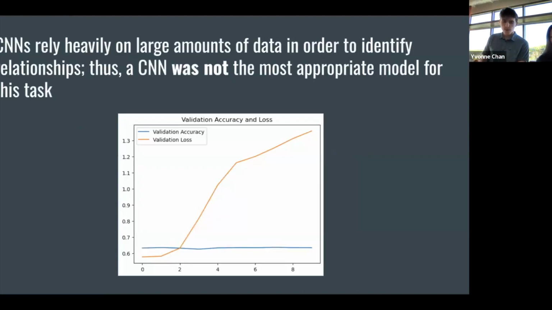Convolutional neural networks typically rely on large amounts of data in order to make associations. So a CNN was not the most appropriate choice of model for this task. As you can see in the plot, the validation accuracy, that's just the accuracy for testing, stayed pretty solid across training times.